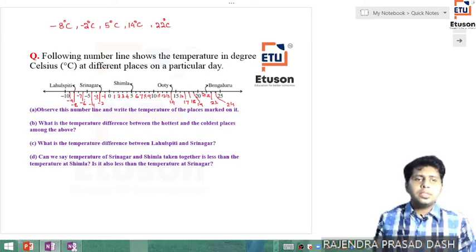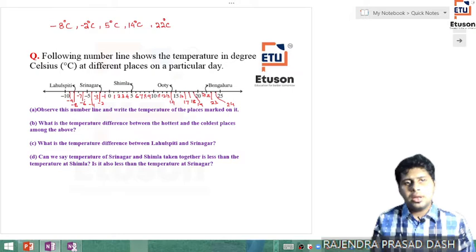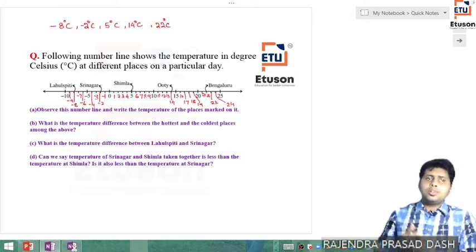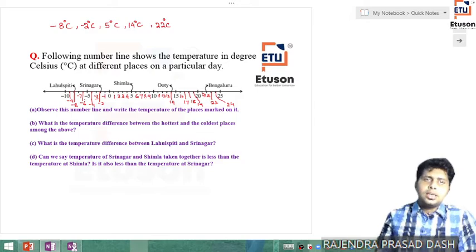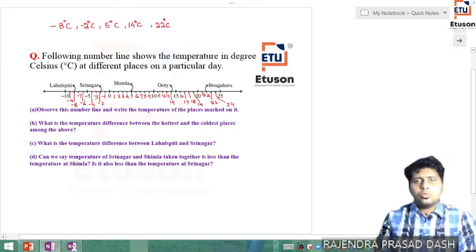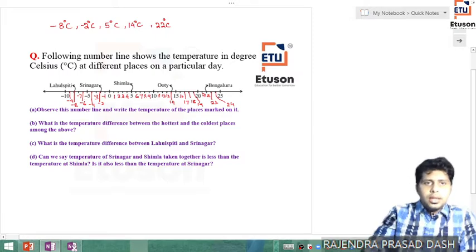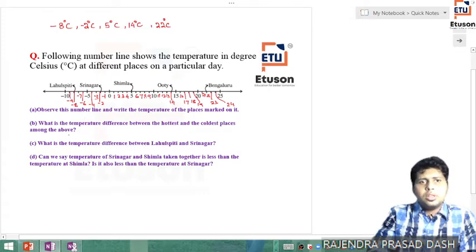So observe this number line. First question is: observe this number line and write the temperature of the places marked on it. So we have already determined that. Lahul Spiti is minus 8 degrees Celsius, Srinagar is minus 2 degrees Celsius, Simla is 5 degrees Celsius, Ooty is 14 degrees Celsius and Bengaluru is 22 degrees Celsius. Right. What is the temperature difference between the hottest and coldest place among the above?